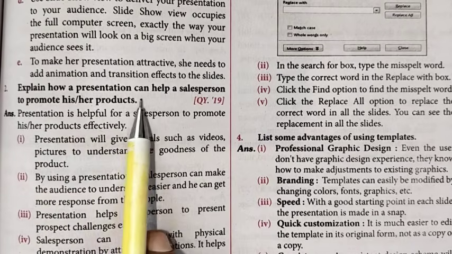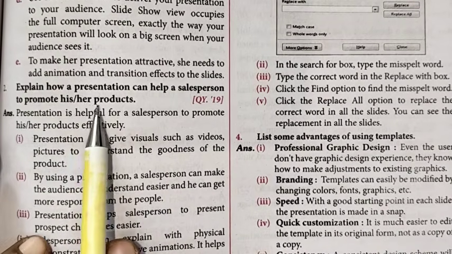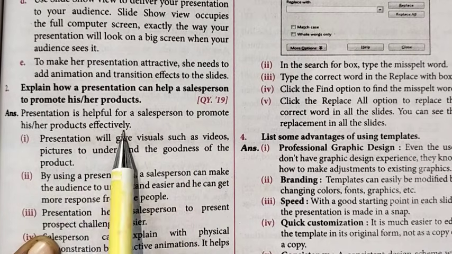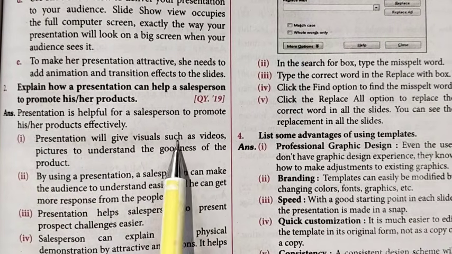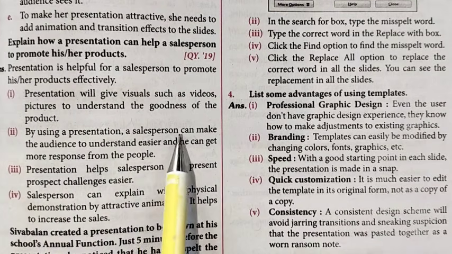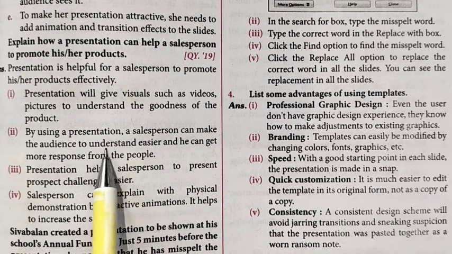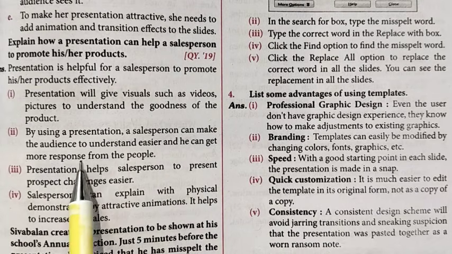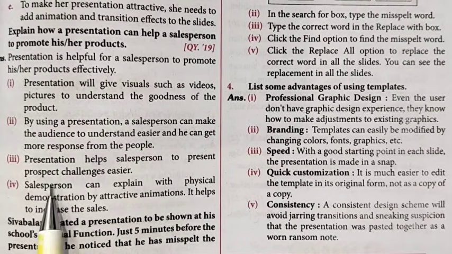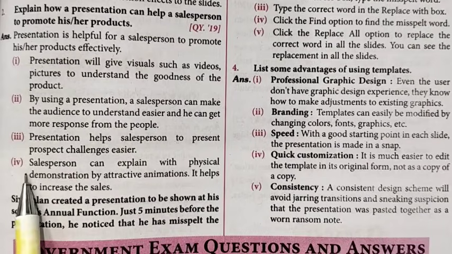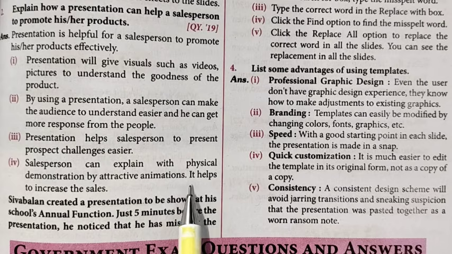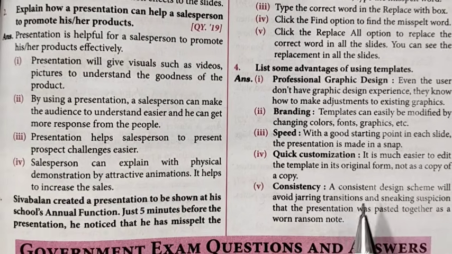Second question, explain how a presentation can help a salesperson to promote his or her products. Presentation is helpful for a salesperson to promote his or her products effectively. Presentation will give visuals such as videos, pictures to understand the goodness of a product. By using a presentation, a salesperson can make the audience understand easier and he can get more response from the people. Third, presentation helps salesperson to present prospect challenges easier. Number 4, salesperson can explain with physical demonstration by attractive animations. It helps to increase the sales.